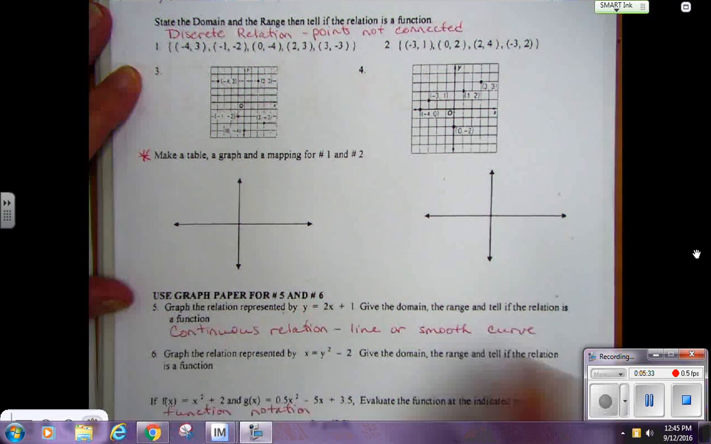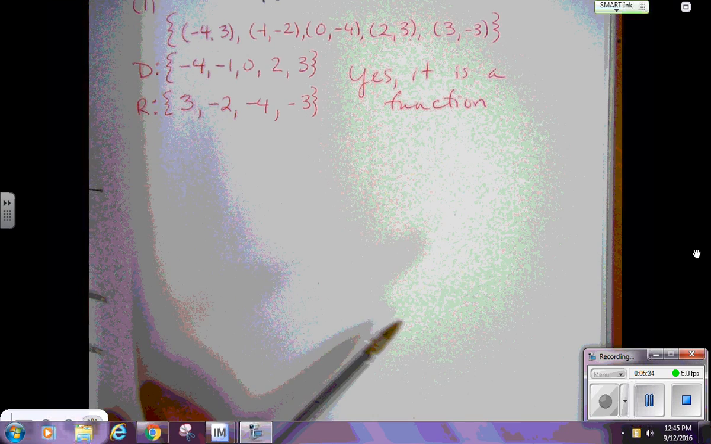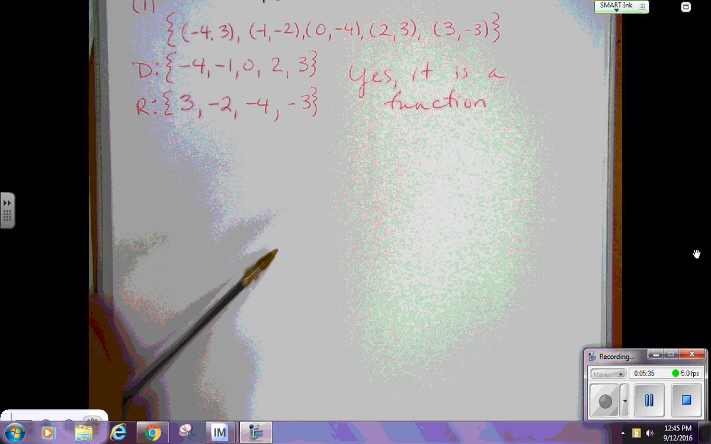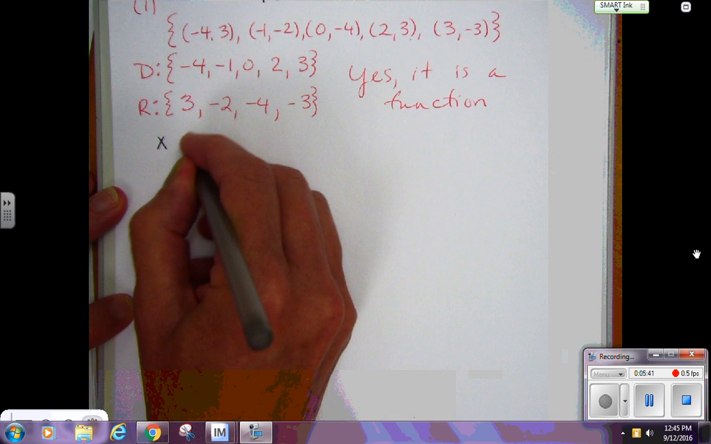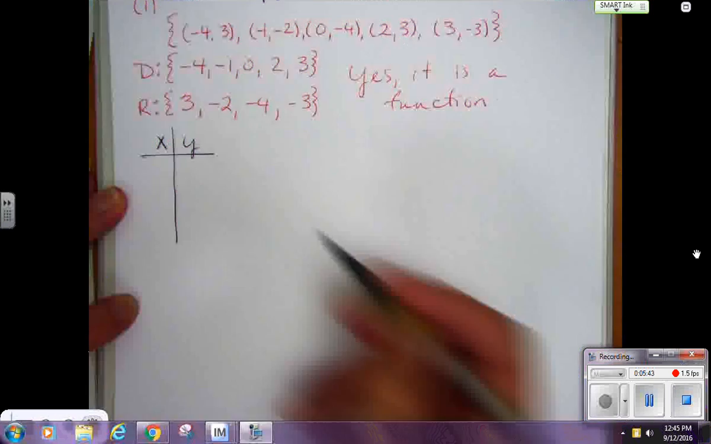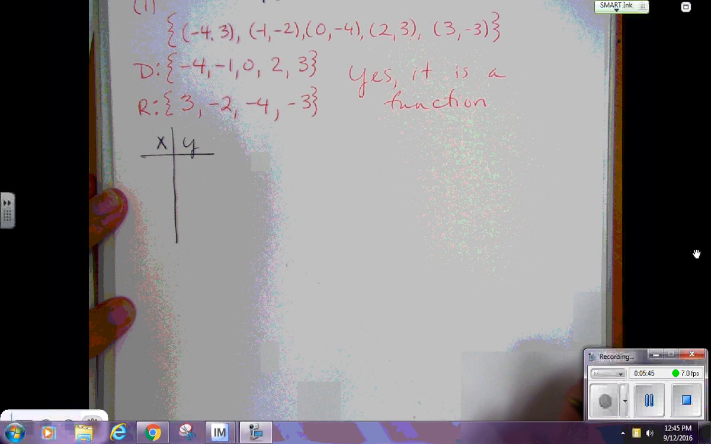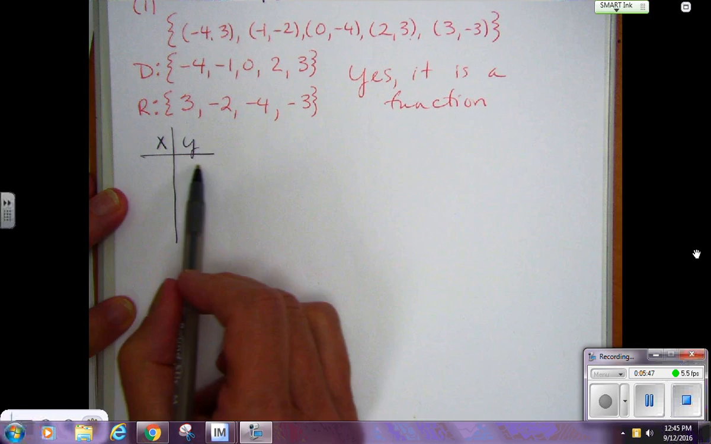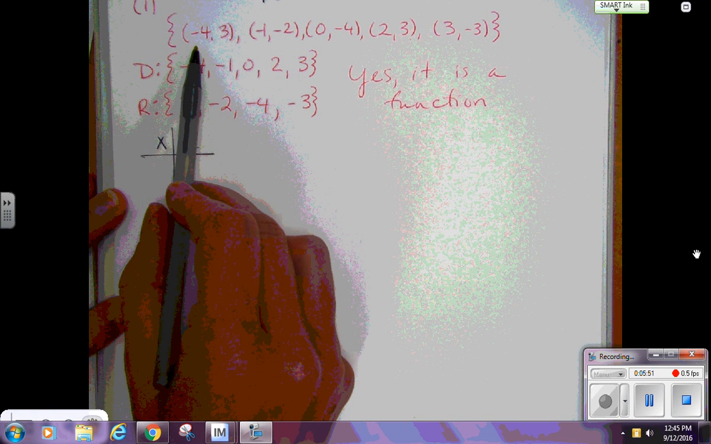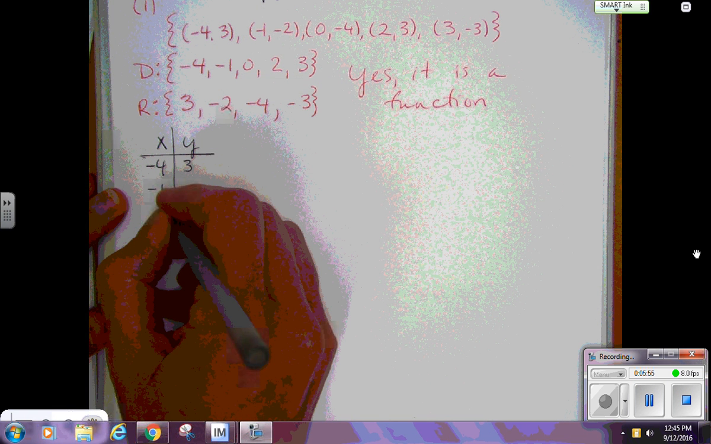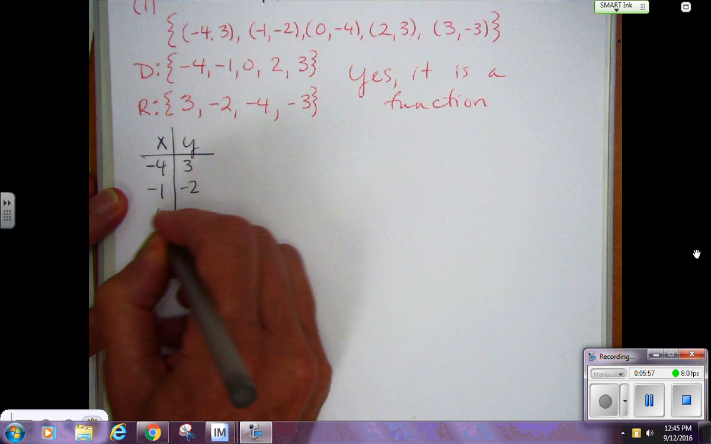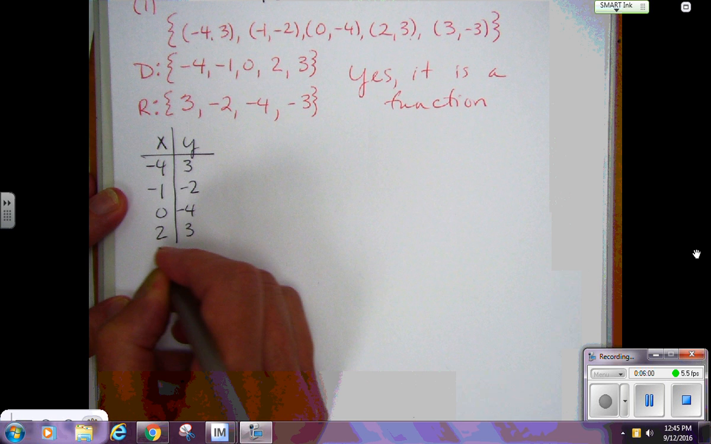When you make a table of values, you have your X and your Y, and you make that T table. And I'm just going to list my points from the original problem here. So I have (-4, 3), (-1, -2), (0, -4), (2, 3), and (3, -3). So this is making a table. That's all you have to do to make a table.